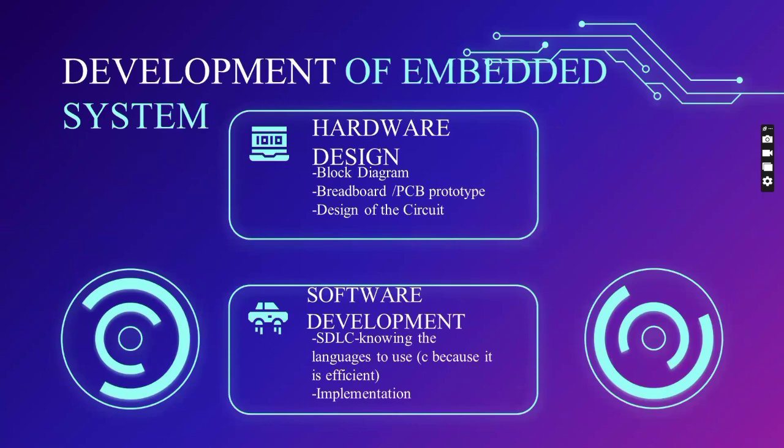So in the development of an embedded system, we have two main aspects. We have the hardware design, then we have the software development. In the hardware design, first you have to get your schema right. Your block design should be right. Then after that, you simulate it. You can use a PCB prototype, you simulate, or you can also use a breadboard. Then after that, you design the actual circuit, which we didn't delve much into during this internship.